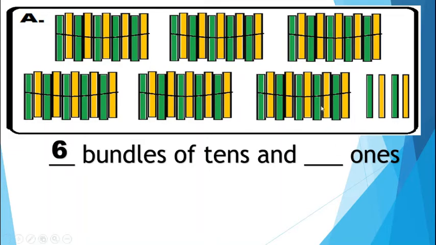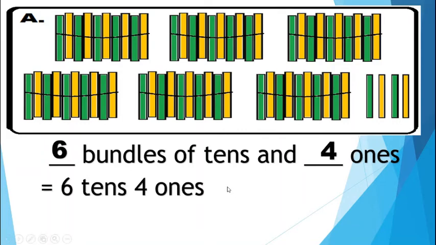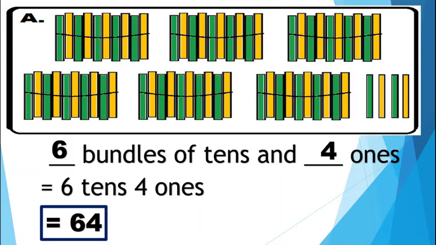How about the ones? When you say ones, it represents the loose popsicle sticks. So let's count: 1, 2, 3, 4. How many ones? Very good. We have 4 ones. So what would be our tens and ones? That is 6 tens and 4 ones. So the total number of popsicle sticks we have in set A is 64. Did you get the correct answer? Very good. Let's have letter B.